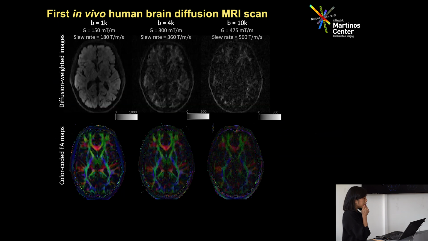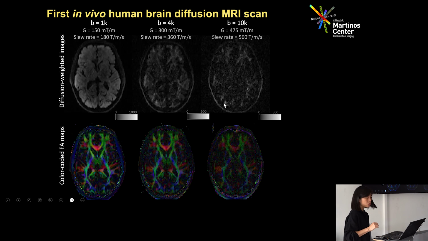So these are images that we obtained in our first in vivo human brain diffusion MRI scan, which we performed on August 1st in 2023, soon after handoff of the scanner from Siemens. We were very encouraged to see that we could actually go systematically up to the maximum gradient strength. Here, a typical b value at Gmax 150, then going up to 300, b of 4,000, and then finally to the b of 10,000 with a Gmax of 475 millitesla per meter and slew rate of close to 600. And you can see that even at the highest b value, you can still see contrast within the white matter.